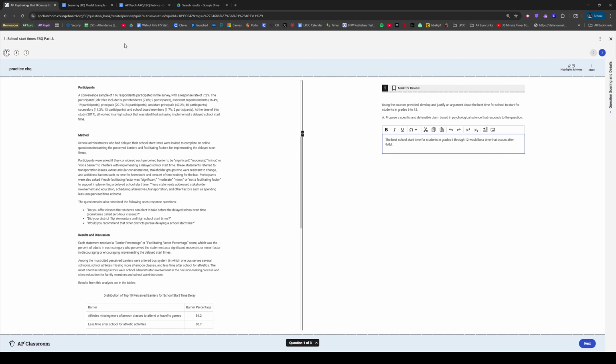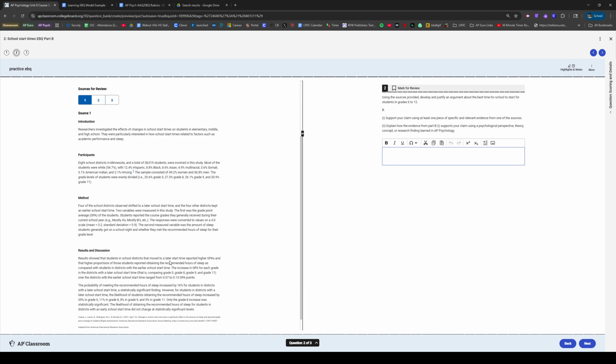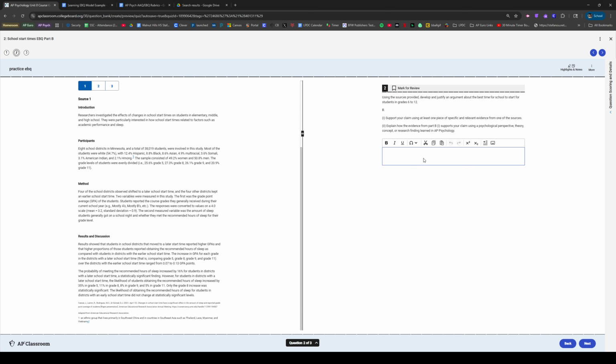So moving on to Part B. Part B and Part C are going to be identical. You just have to watch what you write. You have to write 2 paragraphs in these boxes here. The first box will be evidence you're citing. You can cite evidence 2 ways. Let's say I want to support my claim about school start time.